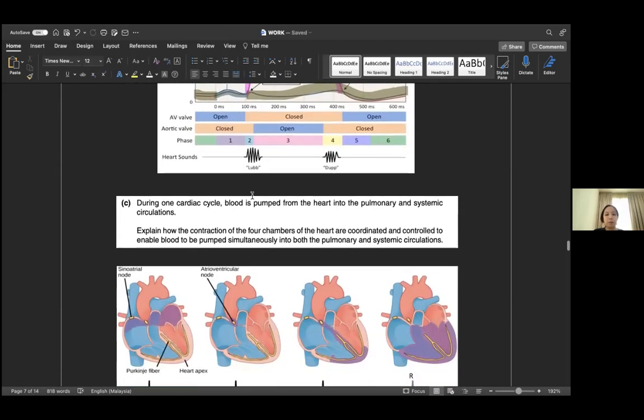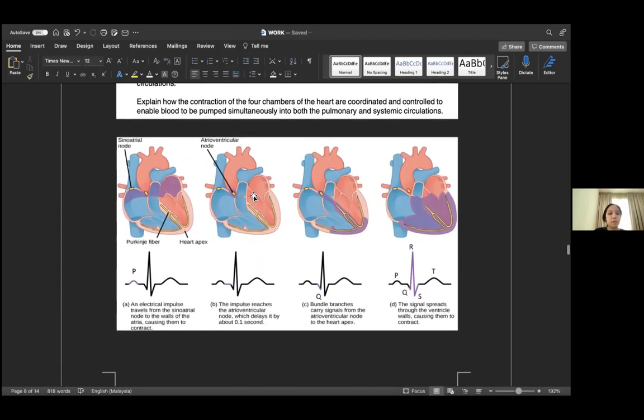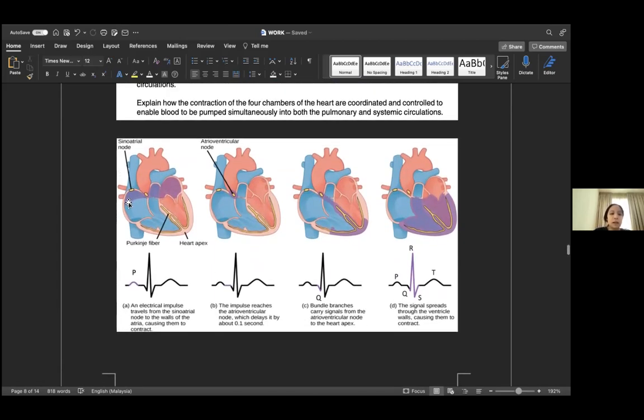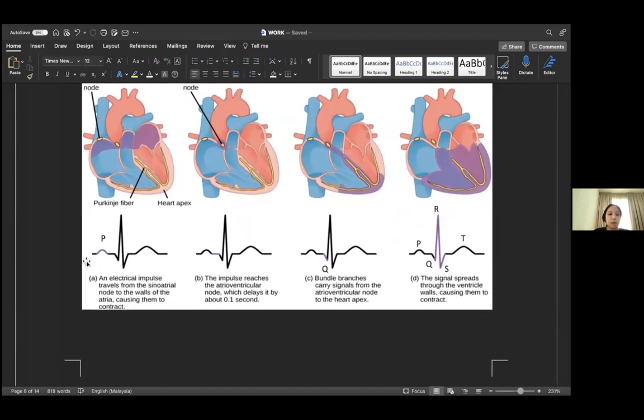So now I will attempt to explain both of them combined. Here, the sinoatrial node will send an excitation wave which will spread over the walls of both atria rapidly, and this can be represented by the P wave here. So an electrical impulse travels from the sinoatrial node to the walls of the atria, causing them to contract.